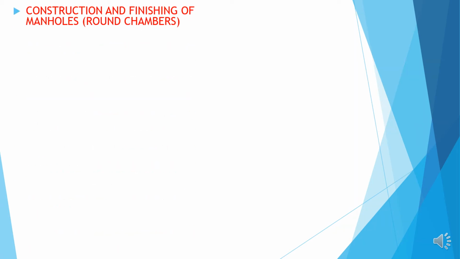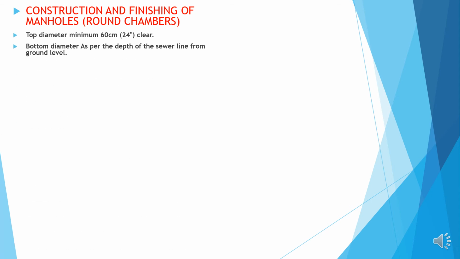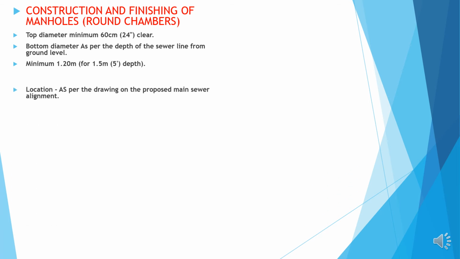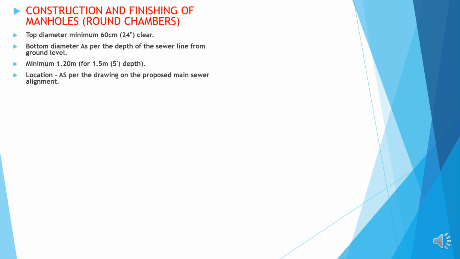Construction and finishing of the manholes. Top diameter should be 60 centimeter. Bottom diameter according to the depth of the sewer line from the ground level. Minimum it should be 1.2 meter. Location according to the drawing or according to the alignment. Construction of the wall. Up to 1.8 meter depth it should be 38 centimeter to 23 centimeters wall.